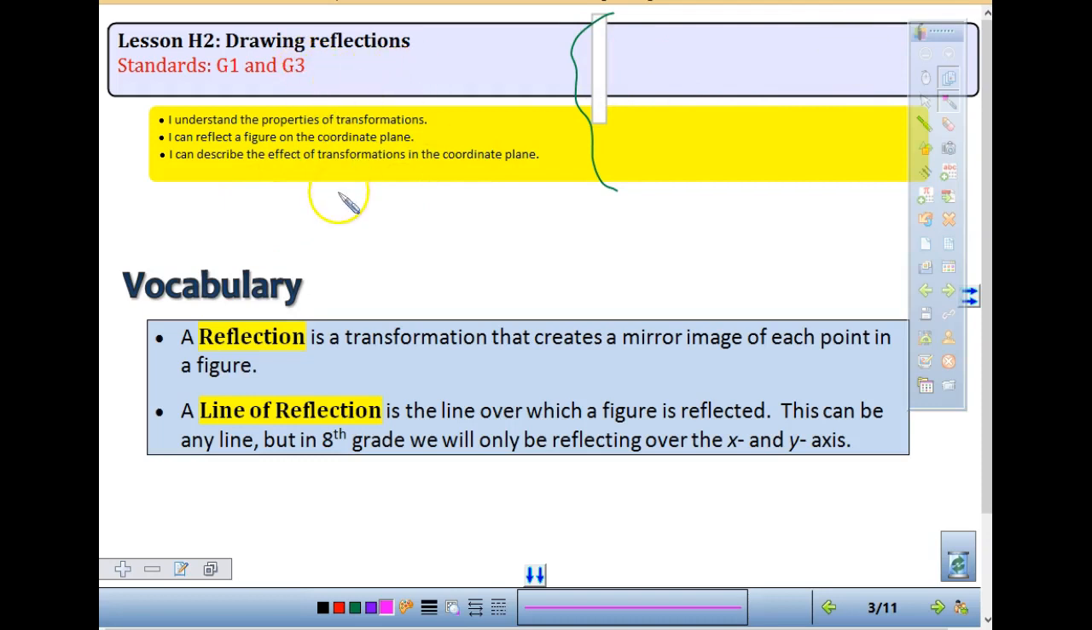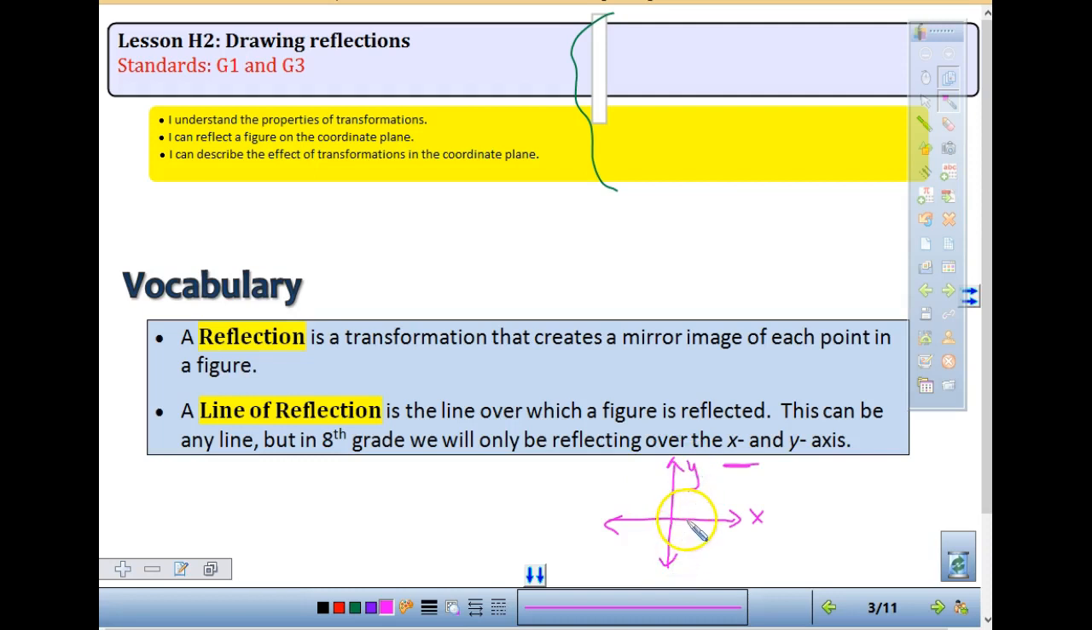Today we are going to be doing the reflections. We're going to be more specific. I saw some of you started H2 in your workbook, which was fine. Reflection is a transformation that creates a mirror image of each point in the figure. We have lines of reflection that you can reflect over. This is any line, but in 8th grade, we're mostly going to reflect over the x-axis. Our x-axis is always this axis when we're looking at our x-y coordinate plane. So we're going to reflect over the x-axis, and we are going to reflect over our y-axis.